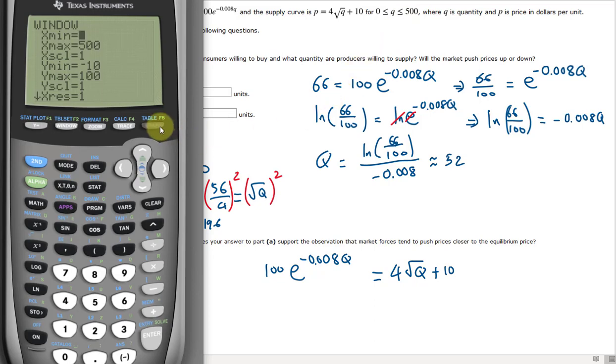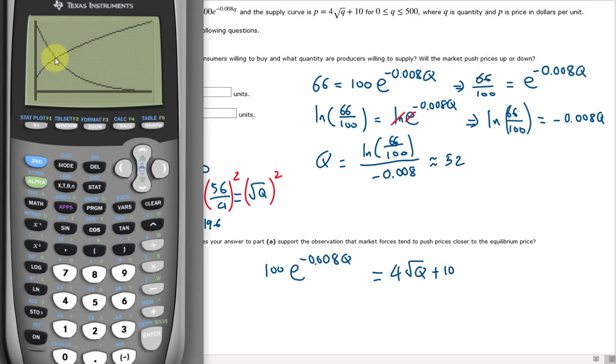So now let's graph them. If you graph them, you can see that they intersect each other at this point, and this is the equilibrium point. And now we just have to calculate the intersection.